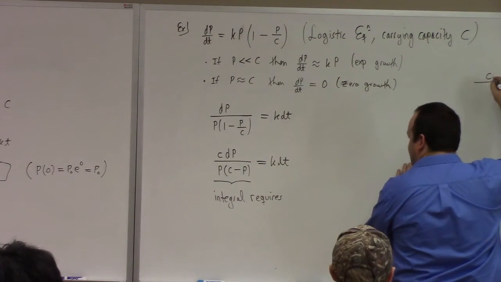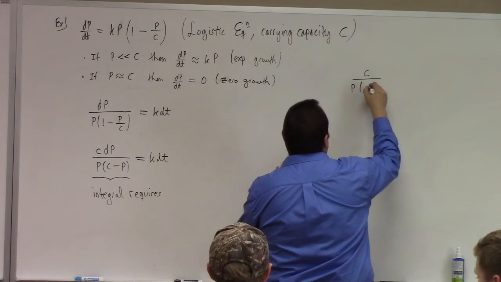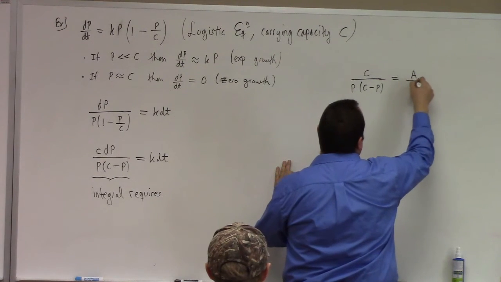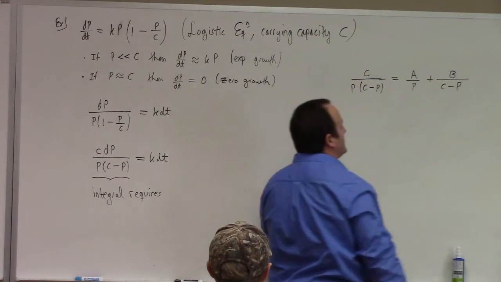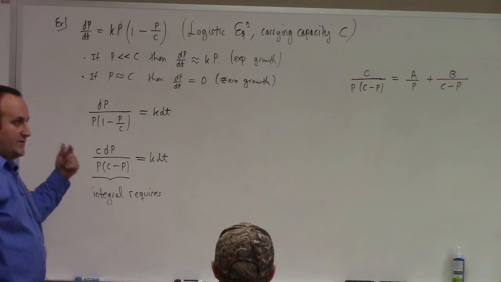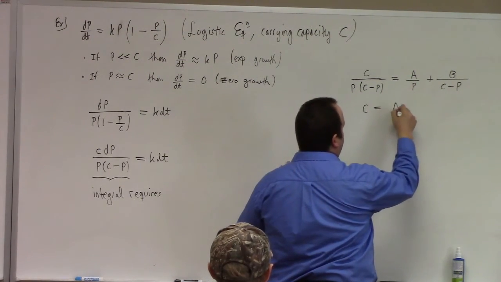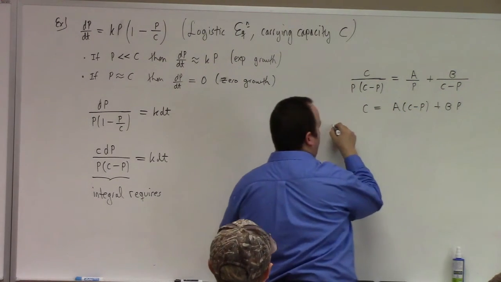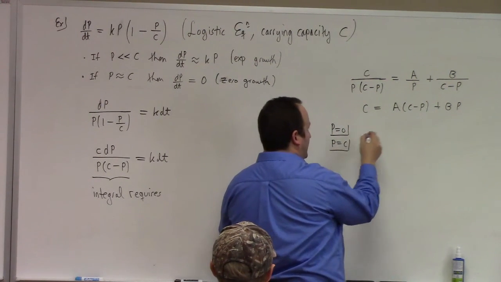So C over P times (C minus P) equals A over P plus B over (C minus P). What am I using? Partial fractions, right? This is a rational function in P, so partial fractions will do it. So I've got C equals A times (C minus P) plus B times P. You put P equals 0, or you put P equals C. That will give us super nice equations.